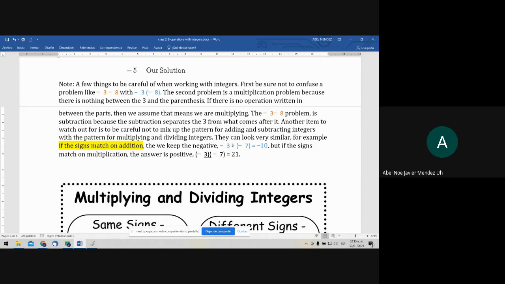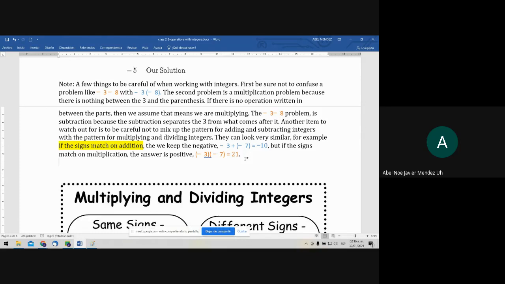But if the signs match on multiplication, the answer is positive. And we have here another example: negative 3 times negative 3 times negative 7 equals 21. Please be careful with this. It is very common to confuse these two cases.